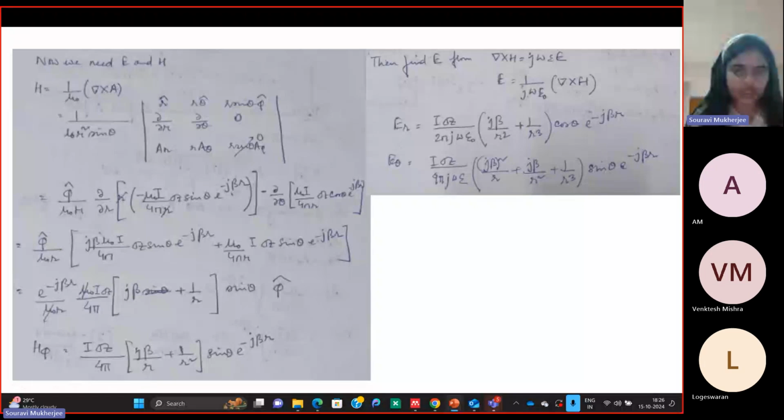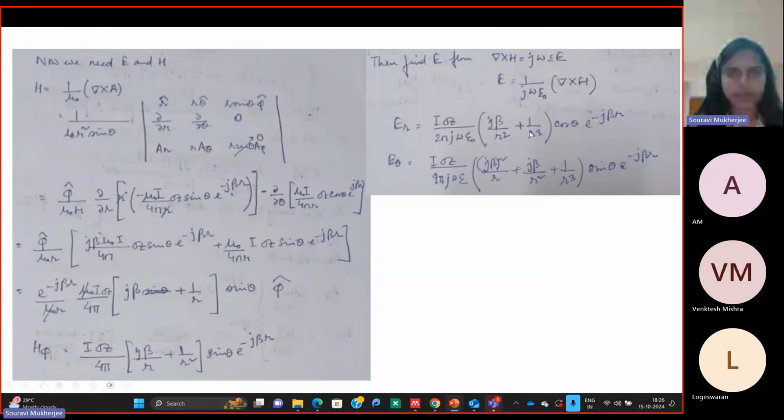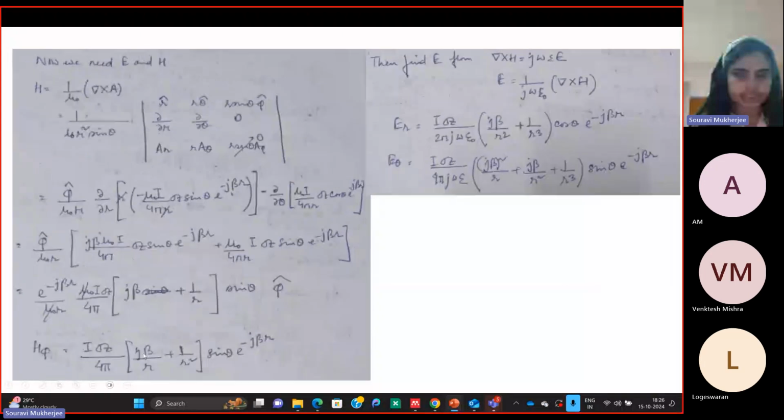So now, if we look region-wise, at a very far distance your E r goes to 0, but E theta, you can see, has this term. Here the 1 by r squared and 1 by r cubed terms will be negligible, but this term will remain at a very far distance from your dipole. So you will have the E theta component. And again, if you look at this expression, this term will survive while this term will be negligible, right? So all the 1 by r terms will remain in the far field region.